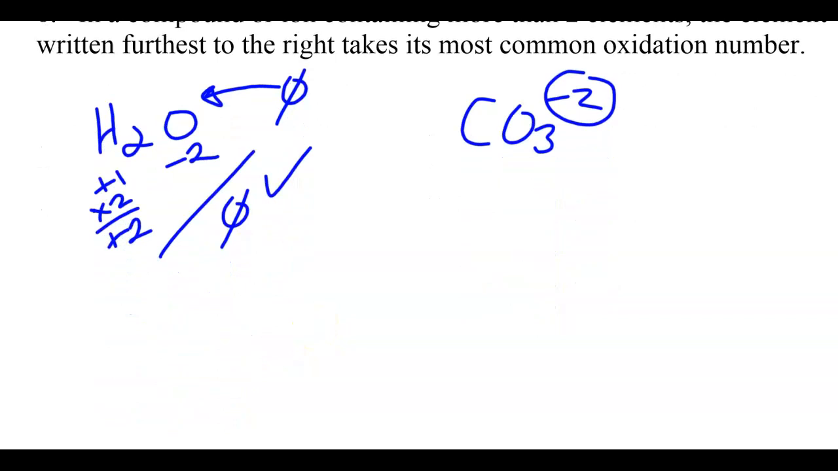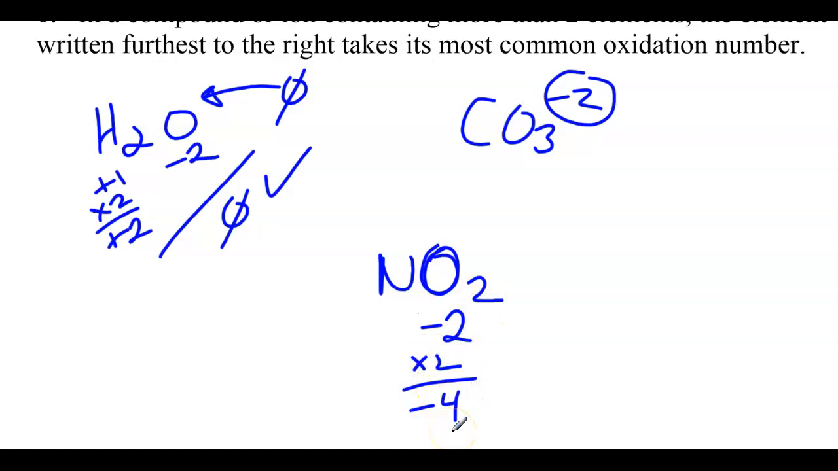Let's say we had something like, for example, nitrogen dioxide. Oxygen is -2. It is not any exception, right? There are 2 of them, so that's -4. So to figure out what this nitrogen is, you know it has to be positive 4 because it has to have a sum of 0. So by using the rules that you know already, you'll always be able to figure out what the unknown element is.